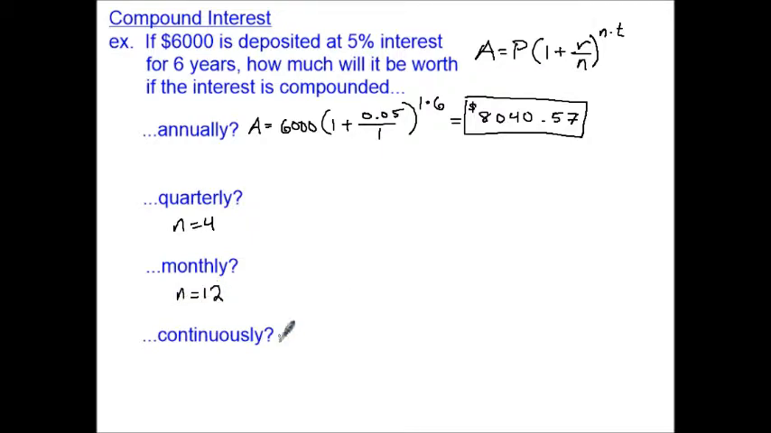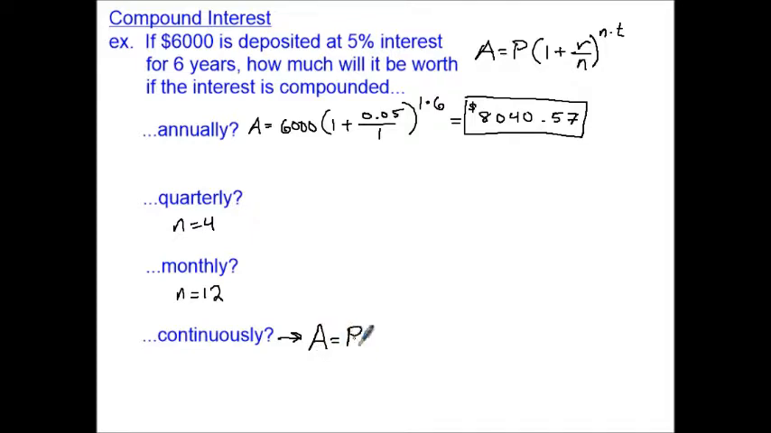Now, continuously is a little bit strange. Continuously means that you're compounding interest every millisecond of every day, and we don't have a number that big that we can actually plug in, because that'd be kind of like having an infinity right here. But basically, through the magic of the number E, it actually spawns a slightly different formula that takes care of that sort of case for us.